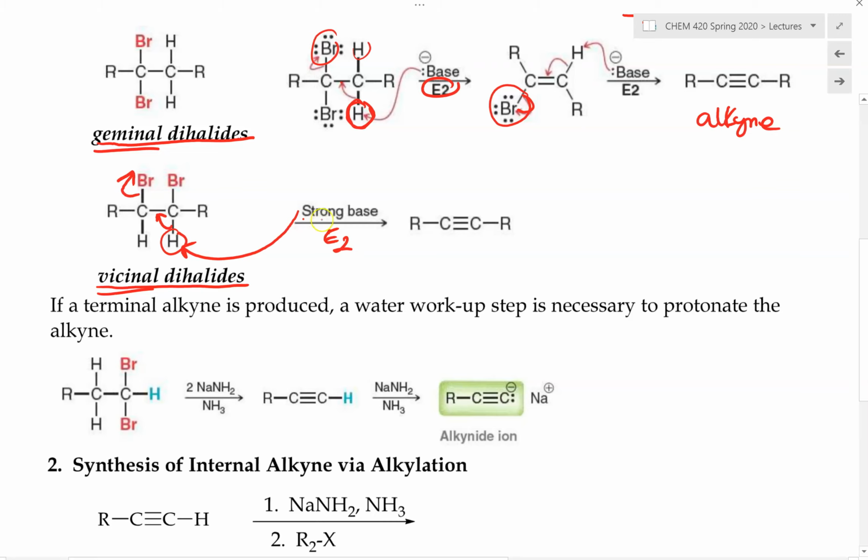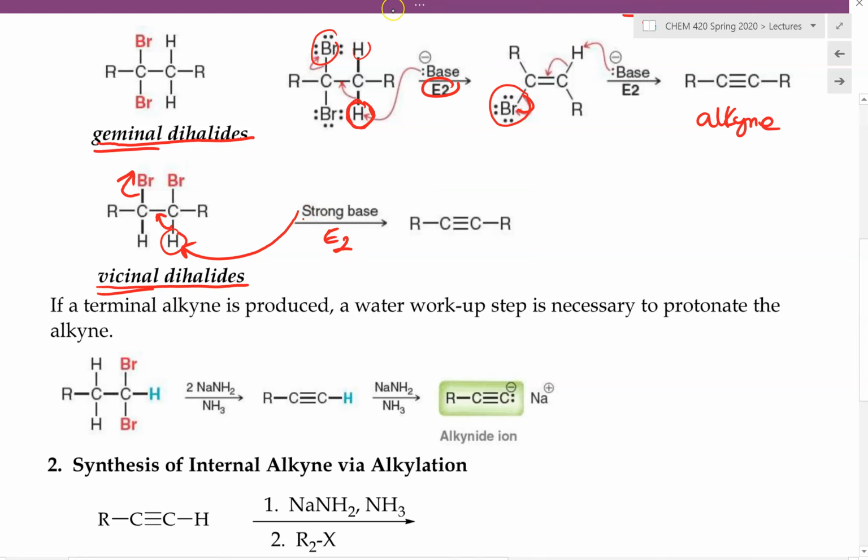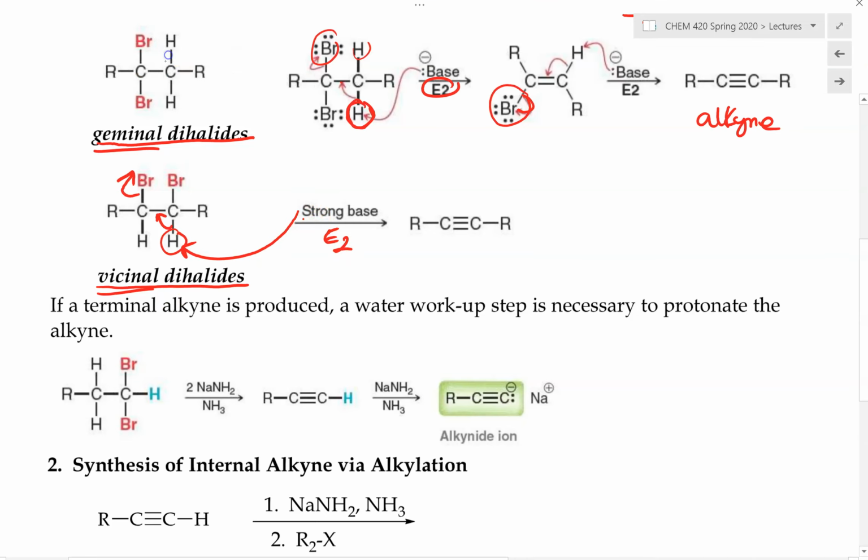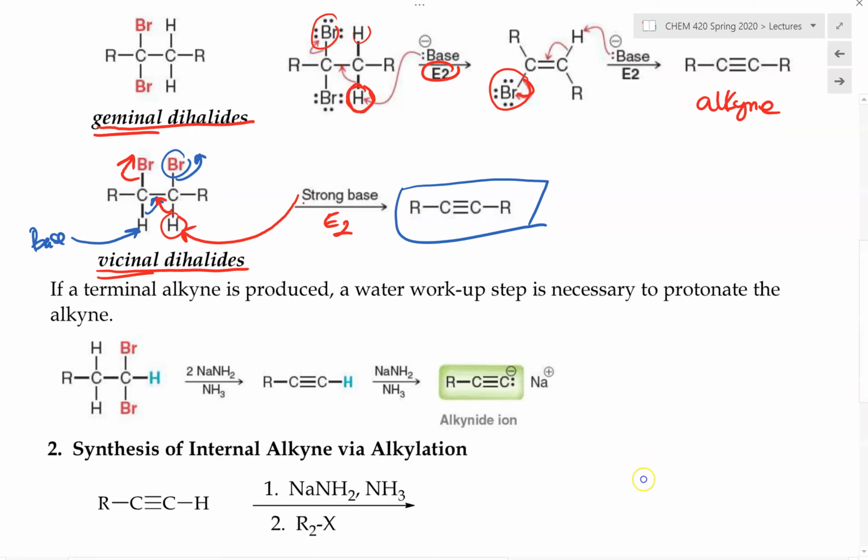And then on the second round, the base will come in and pick up the other hydrogen right here. This hydrogen is beta compared to this leaving group. And now the electrons will be donated in and kick off that leaving group. So in the end, we'll be able to make our alkyne as well. So that will be the way we are able to make our alkyne from the alkyl dihalide.